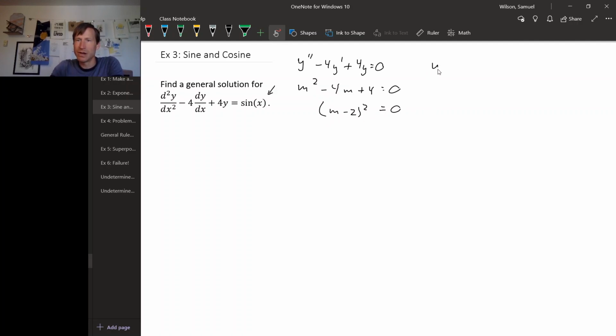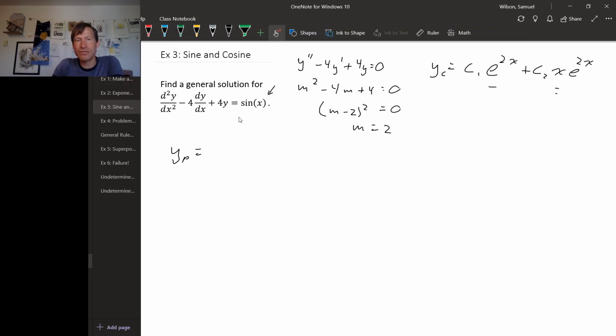That means m is 2, so this is the repeated root case. Our complementary solution is some constant times e to the 2x plus some constant times x e to the 2x. Remember, when you have a repeated root, you get the exponential that you think you should get, and also x times that. Okay, so now we can find a particular solution. And for undetermined coefficients, it all comes down to making a good guess.